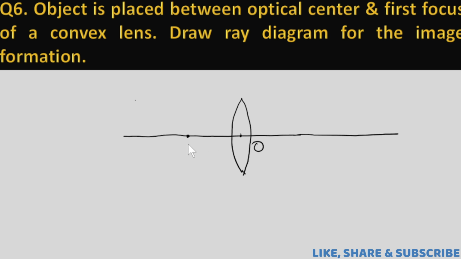F1 is the first focus. This is 2F1. F2 is the second focus or the primary focus. And this is 2F2. Here is the line of refraction. The object lies between the optical center and the first focus. So here is the object.